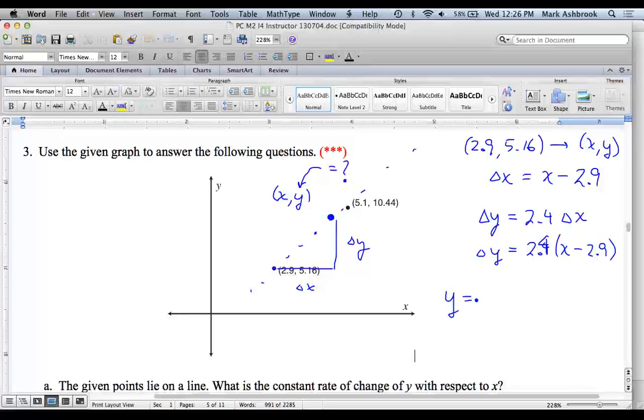Who's next? Where's Moises? Can you do it? What is the value of y? Just put 2.4x and distribute it. No, we want y now. So remember, we have the starting value of y, 5.16, and we want to know what's this final value of y. Remember what that principle was?